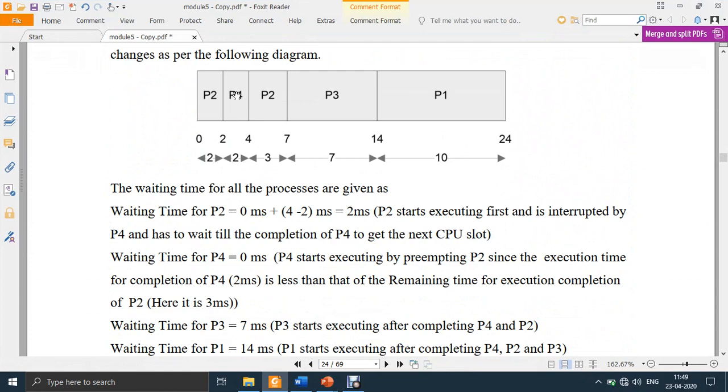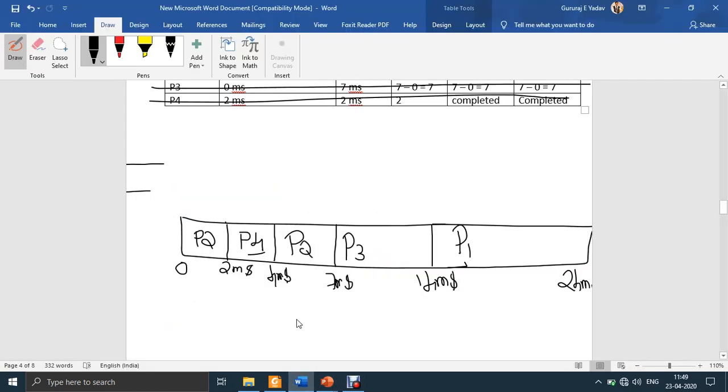So the order is P4, then P2, P3, and P1. That is what is here also. So we can mark the time here. Between this and this, it is 2. From here to here, it is again 2. From here to here, it is 3. So 4 to 7. From 7 to 14, it is 7. And from 14 to 24, it is 10. This is the order of execution.